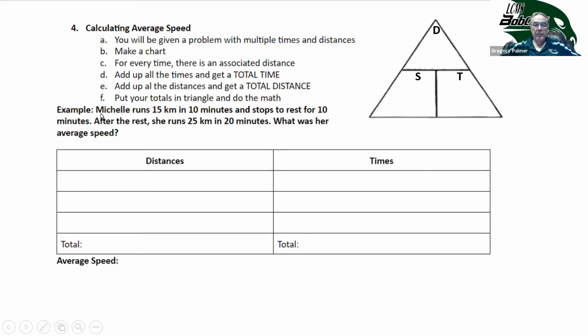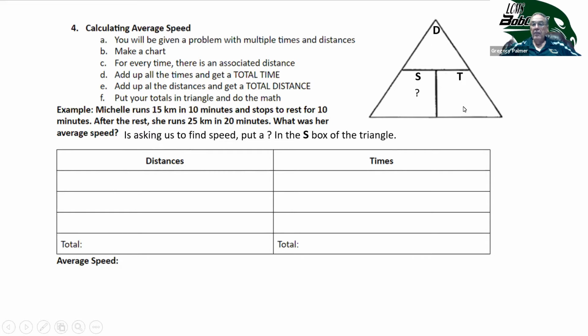So here's an example. Michelle runs 15 kilometers in 10 minutes and stops to rest for 10 minutes. After the rest, she runs 25 kilometers in 20 minutes. What was her average speed? Well, we have all the pieces of the trip. We just don't have the total. So the first thing we need to do is ask ourselves, what is the question asking? It's asking us to find the speed. It says, what is the average speed? So we're going to put a question mark where the S is in the triangle.